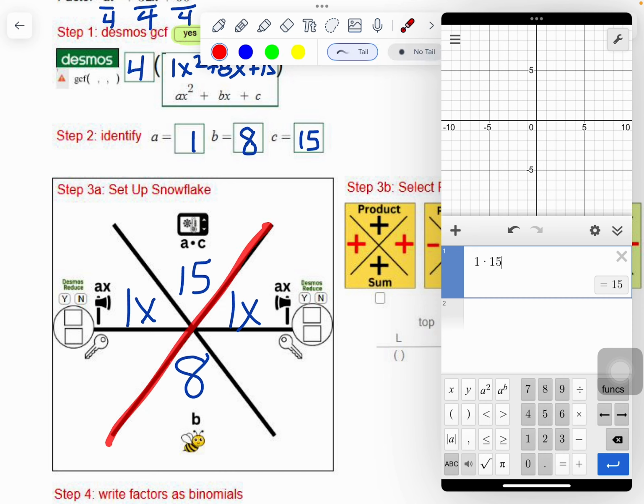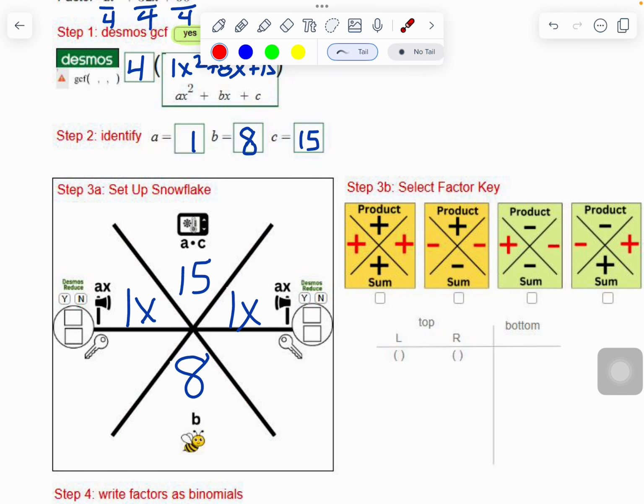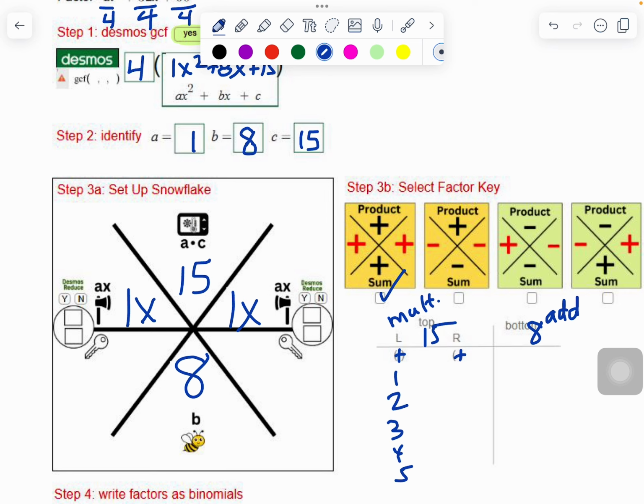All right, we filled in as much as we could on the snowflake. Now we have to solve this cross puzzle. So we're going to look at our key factors. I'm going to go ahead and close this for now. I have a positive 15 and a positive 8. So positive and positive gives me this right here. Everything's positive. So I'm going to go ahead and select this one. So my top number, I know this is positive and this is positive, and my top number is 15, and my bottom number is 8. So it's got to multiply to get this, multiply to get this, add to get this. So let's go ahead and put 1, 2, 3, 4, 5. We'll see how far we get.